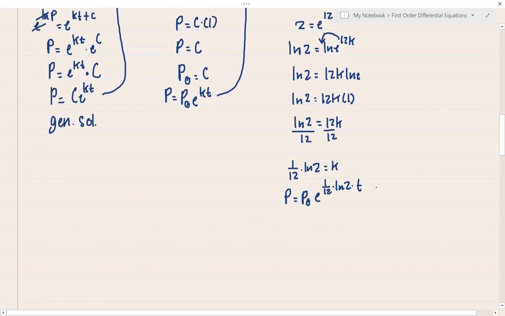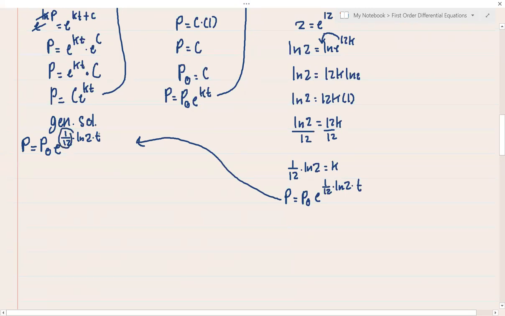So, we can still simplify this if you like. Or you can just use this for your convenience if you don't want to simplify. For the curious, if you want to simplify this one, there's no problem. Let's put it here. So, we have, once again, P is equal to initial P times e raised to 1 all over 12 times ln of 2 times t.